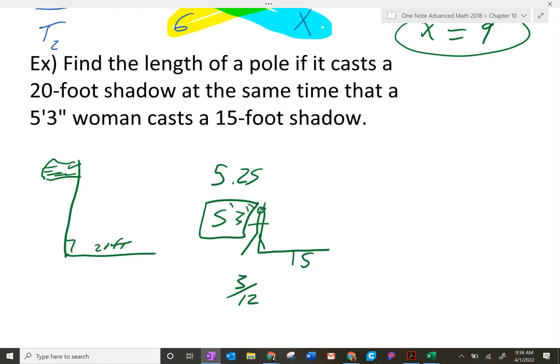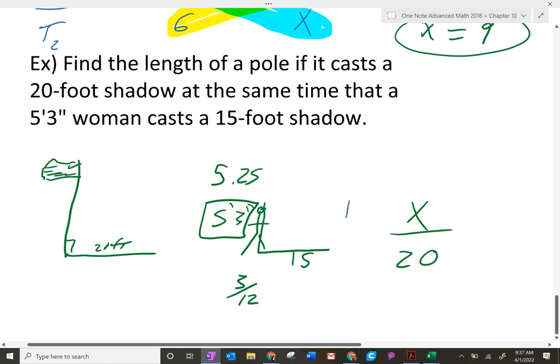Okay. Now that I have her height as a decimal, because it makes it a lot easier, here's my first triangle. Essentially, here's my second triangle. Okay, I don't know how tall the flagpole is. So if I don't know something, I can give it a variable. But the shadow is going to be 20 feet. I'm going to call height and then shadow. So the flagpole is X feet, shadow's 20 feet. The lady is 5.25 feet, and the shadow is 15 feet.